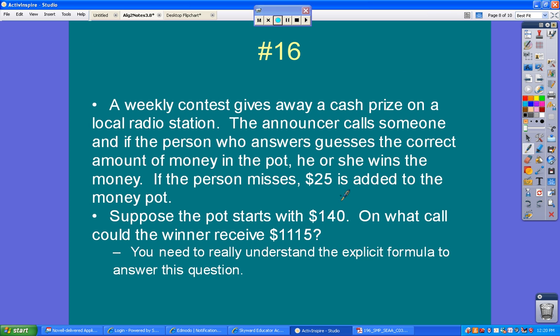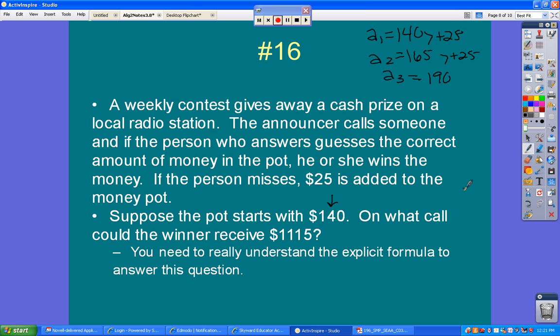Number 16, a weekly contest gives away a cash prize on a local radio station. Let me pause this. Okay, sorry. The announcer calls someone, and if the person who answers gets it correct, they win this money. If not, the $25 is added to the pot. So they're saying the pot starts at $140. So a sub 1 is $140. Then each time, if it goes on, they're going to add $25. So a sub 2 would be $165. A sub 3 would be $190. Okay? So on what call will we get to 1,115?